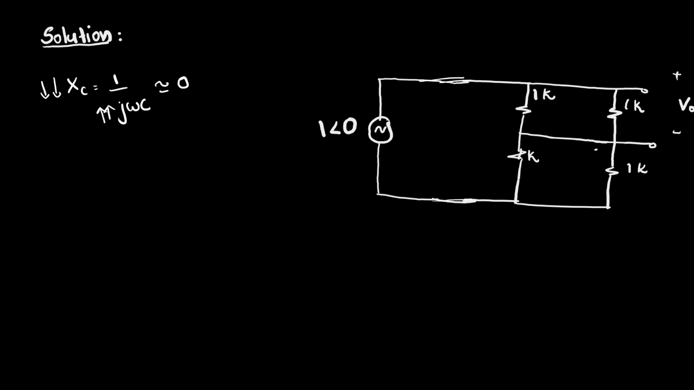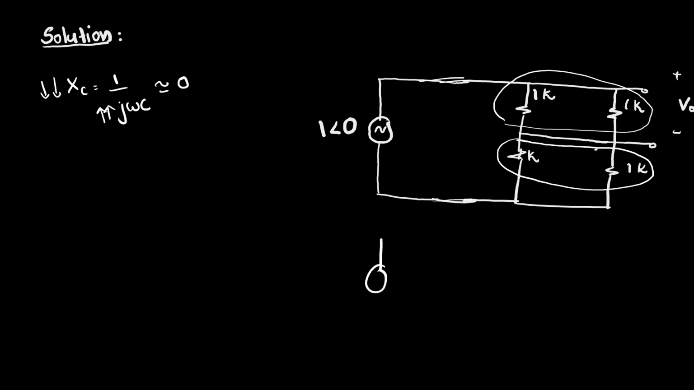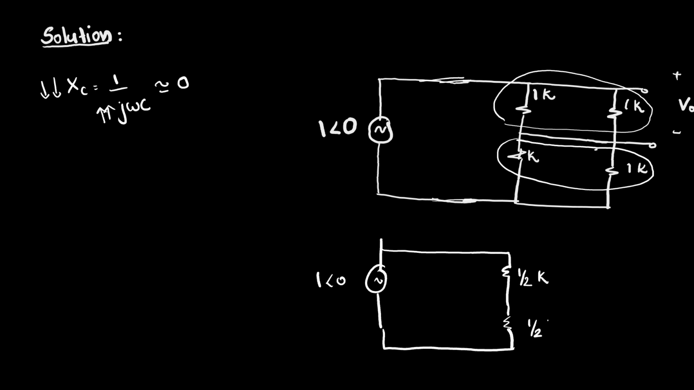Now, in this figure, we can see that the 1K and 1K resistors, these two resistors are in parallel. Similarly, these two resistors are in parallel. So we can take the parallel combination, that is 1K and 1K in parallel. So we get half K, that is, the first resistor becomes half K and the second resistor becomes half K. Okay, this is the combination.